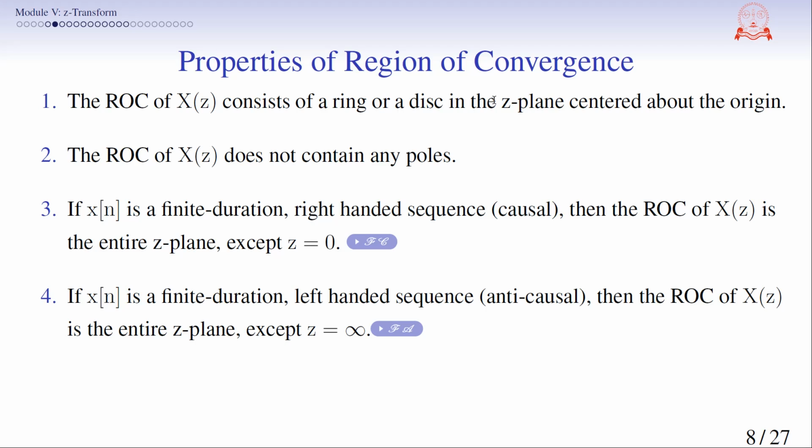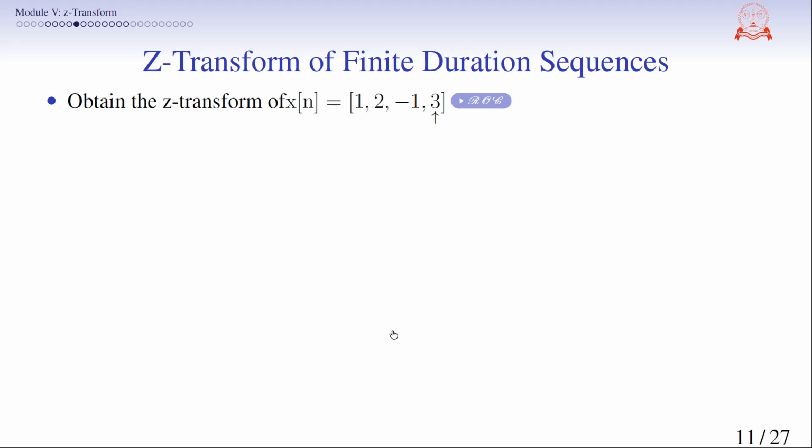If x(n) is a finite duration left-handed sequence, or my sequence is an anti-causal sequence, then the ROC of the Z transform is the entire z plane except z equal to infinity. Let us go for an example.